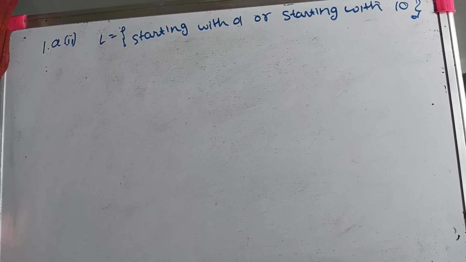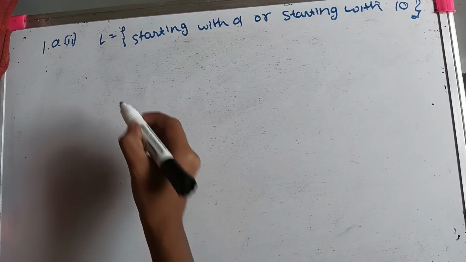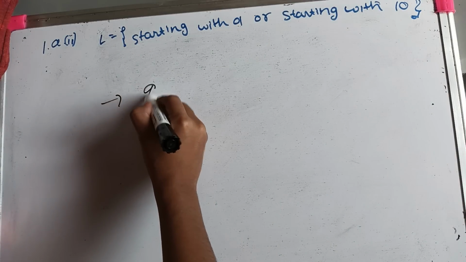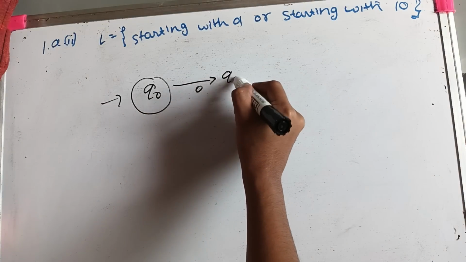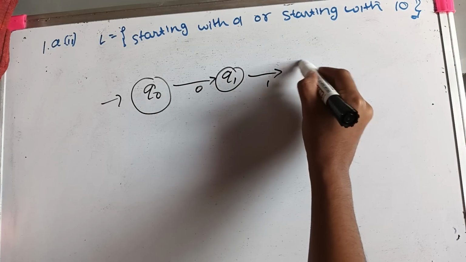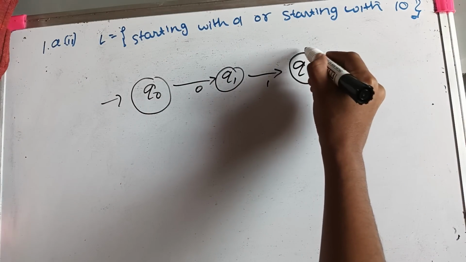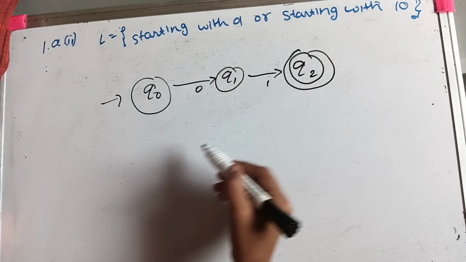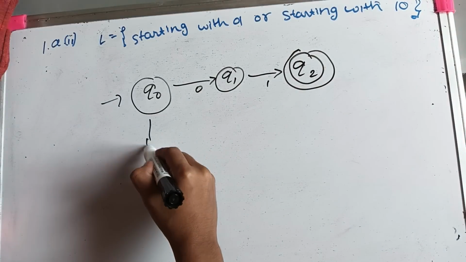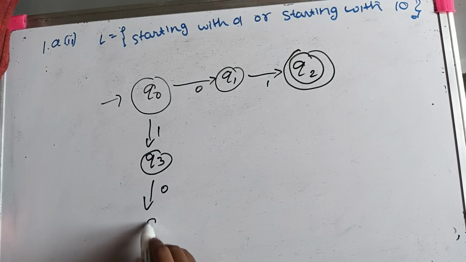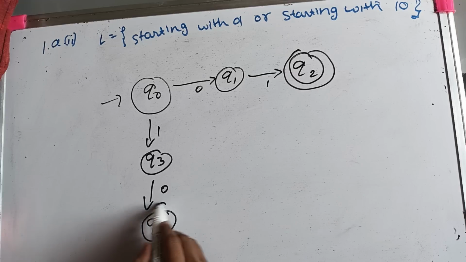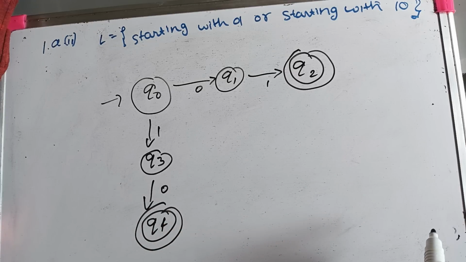Next question: write a DFA which accepts strings starting with 0 1 or starting with 1 0. So I am starting from here. I need to start with 0 and 1, okay. After that I need to accept that string. Next, either starting with 1 0, I need to accept that too, okay.